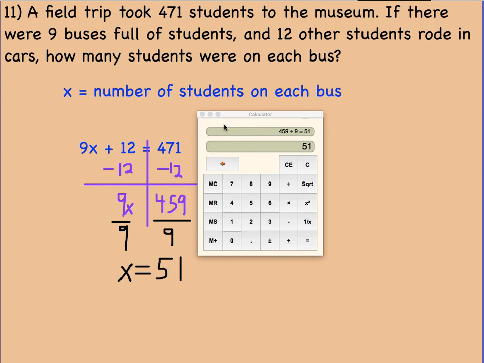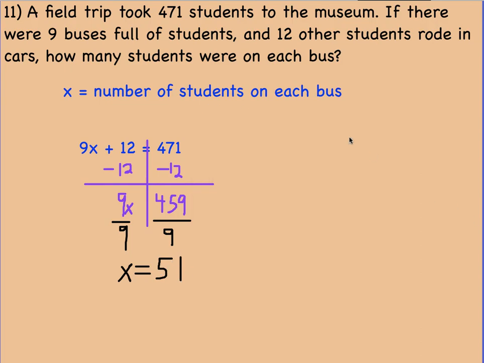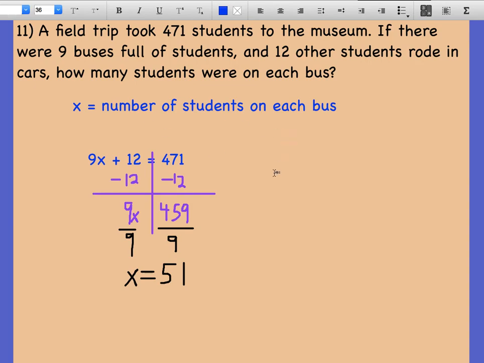Remember, the answer is not just 51. Look at the situation, and that's why we define our variable. Number of students on each bus. Look back at the question, how many students were on each bus? So we're going to say there were 51 students on each bus.